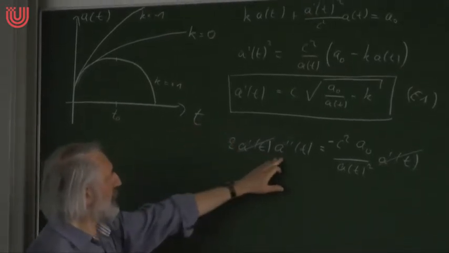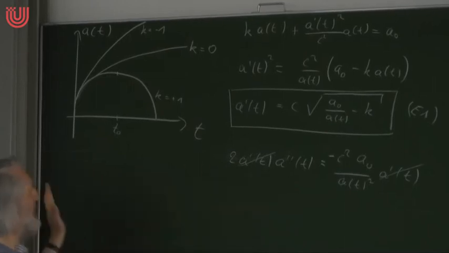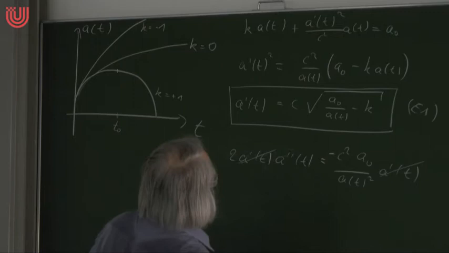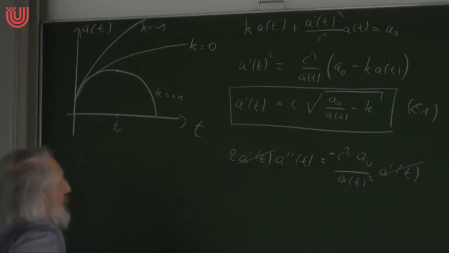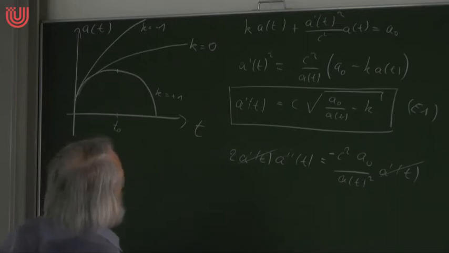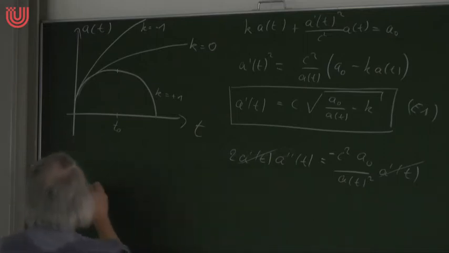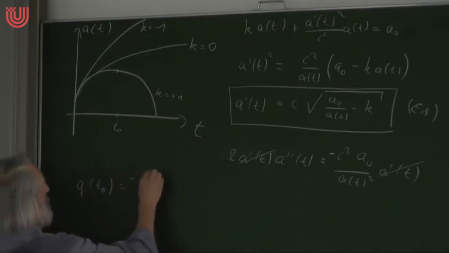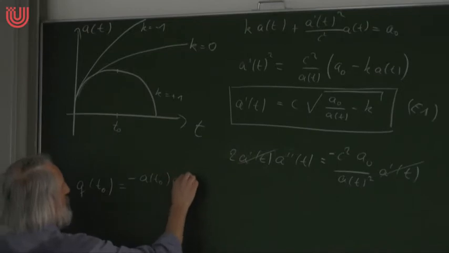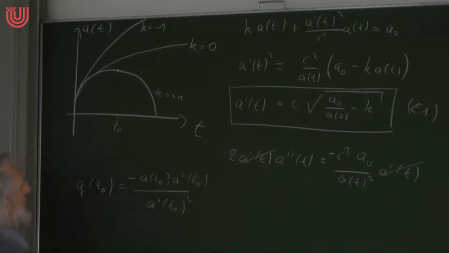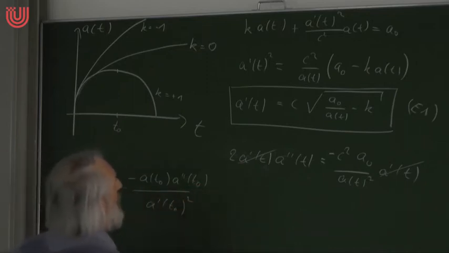And I'm fairly sure a double prime should be negative. Yeah, it's a decelerating universe we are talking about. Okay, and from this I get the deceleration parameter. Actually, how was it defined? So q of t naught, if you remember, was this here, divided by a prime of t naught squared, and we have calculated these expressions, so I can insert this now.